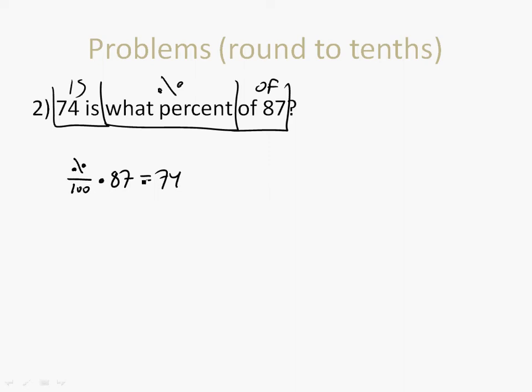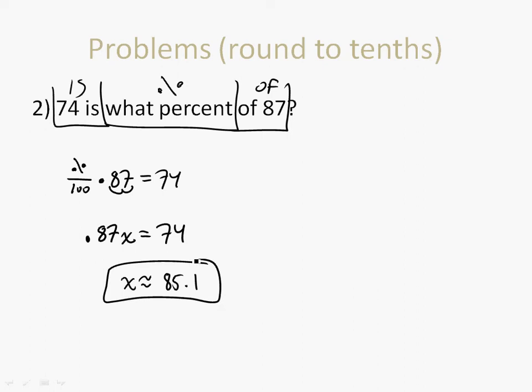And since I'm dividing by 100, what we can do with the 87 here is move the decimal point 2 places to the left since we're dividing by 100. Now I get 0.87. I don't know the percent, so we'll call that x equals 74. So 0.87x equals 74. And then all I have to do is divide 74 by 0.87. And we get approximately 85.1. So I know that 74 is 85.1% of 87.